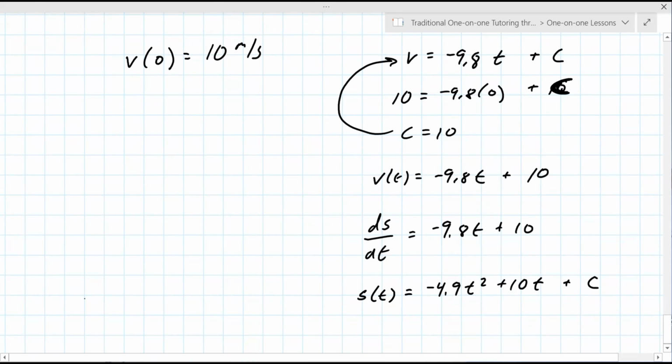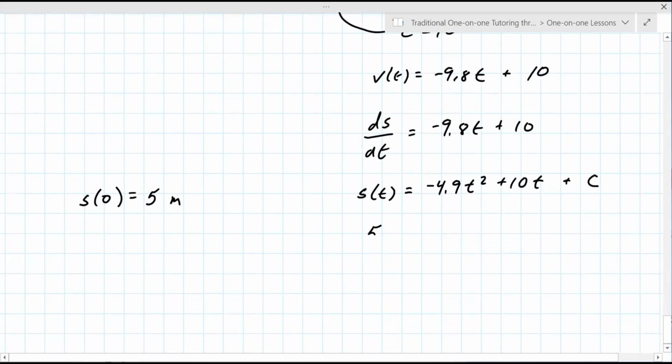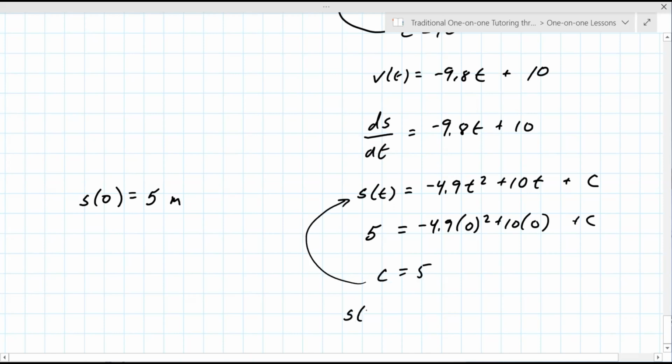And let's just say I tell you that your initial position is 5 meters away. So that means 5 equals minus 4.9 times 0 squared plus 10 times 0 plus c. C ends up equaling 5. And you plug that back in to this equation here. And what we have effectively done is used initial conditions twice. So you can actually keep solving these initial value problems as many times as they ask.